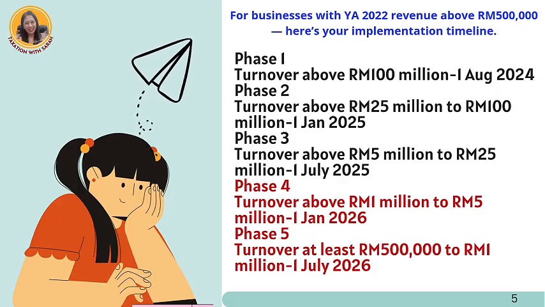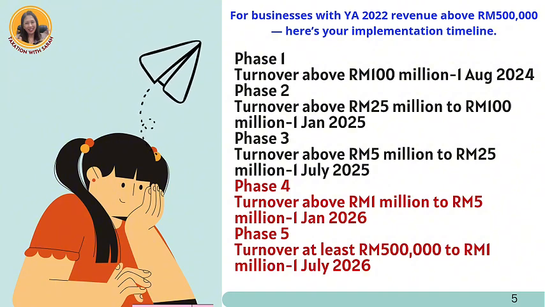Phase 1. Turnover above RM 100 million on the 1st of August 2024. Phase 2. Turnover above RM 25 million to RM 100 million on the 1st of January 2025. Phase 3. Turnover above RM 5 million to RM 25 million on the 1st of July 2025.